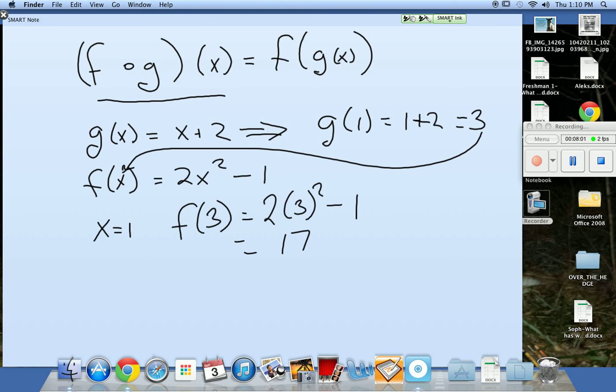Michael? I put 1 in here. So we took this and put it into this part here. Okay? That figures out my g of x. Once I get my answer for my g of x, then I can pop it into my f of x and figure out what the final answer is.